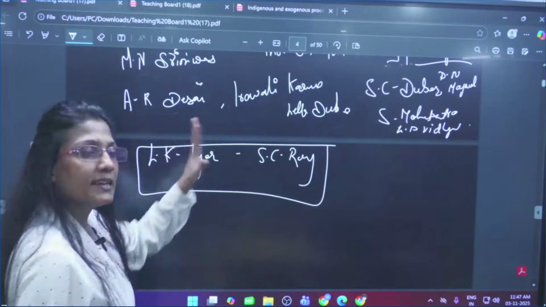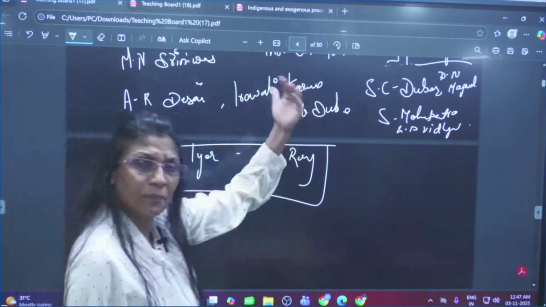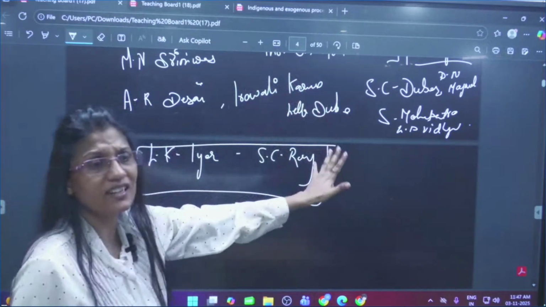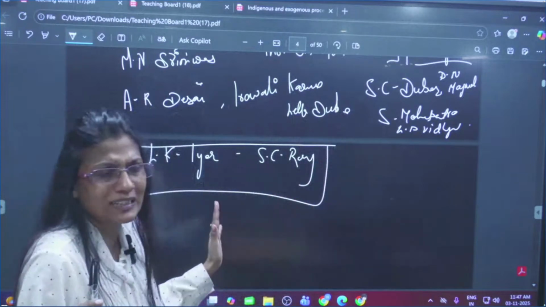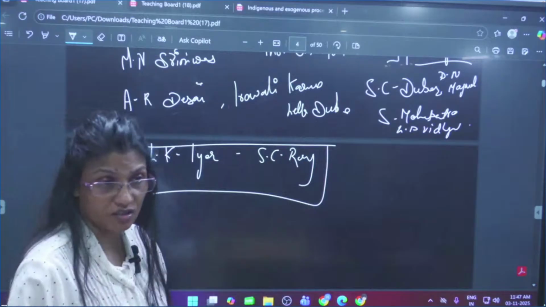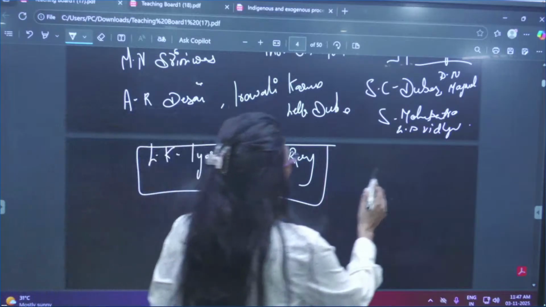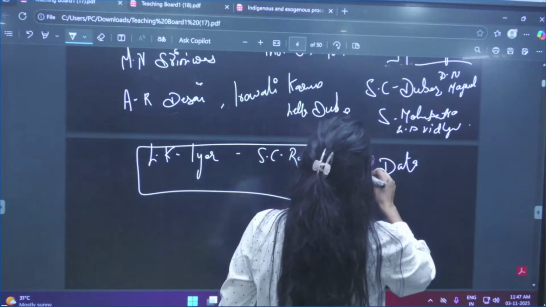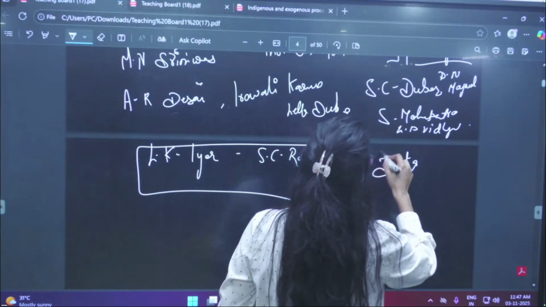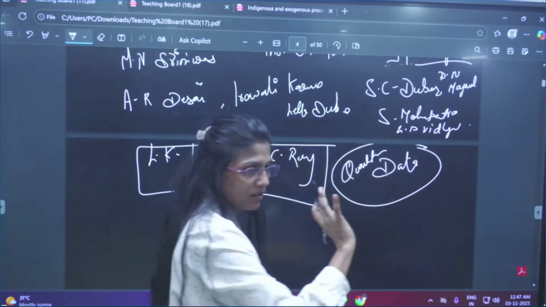So L.K. Iyer and S.C. Roy did conduct studies on tribals or Indian villages, and they have given anthropological data, but it was not critical in nature. You can say it was data related, quantitative data. It was quantitative data.